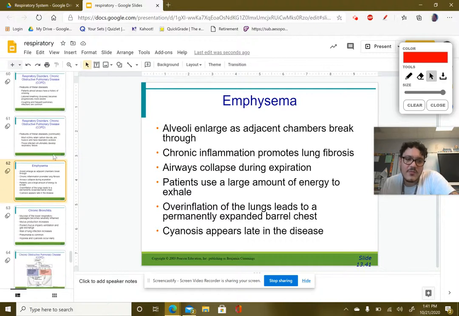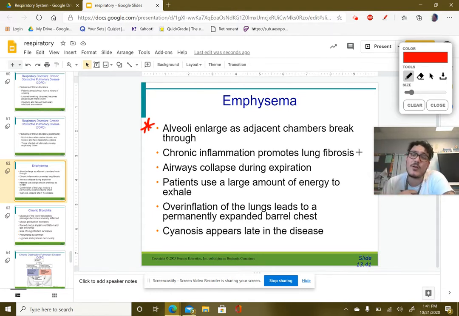Finally, to finish up for today, we talked about a couple conditions that can cause COPD to be worse. Emphysema was one of them. Regarding emphysema, the big thing I needed to know is this first bullet right here. Alveoli enlarge as adjacent chambers break through. So it's a swelling of the alveoli. And when that occurs, it can cause chronic inflammation, which can promote lung fibrosis. Remember, fibrosis is another word for scarring. And if you scar the internal organs, they're never going to be the same.